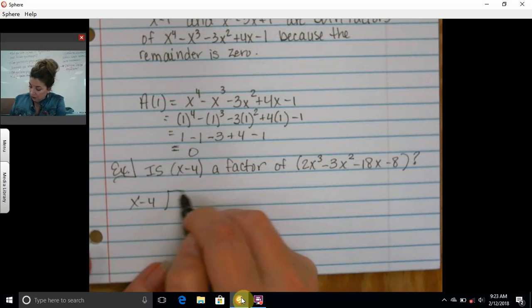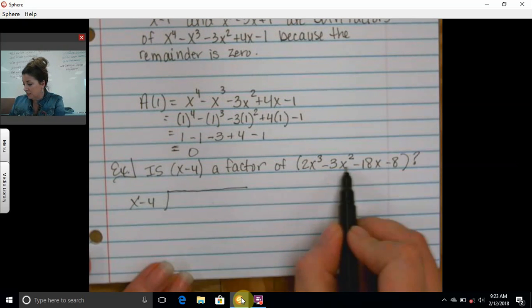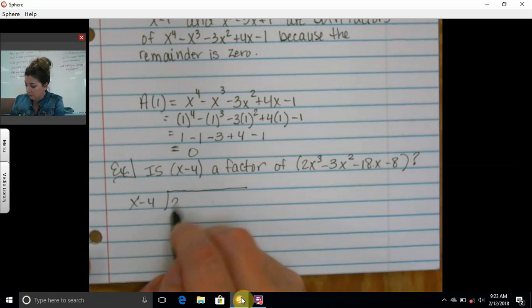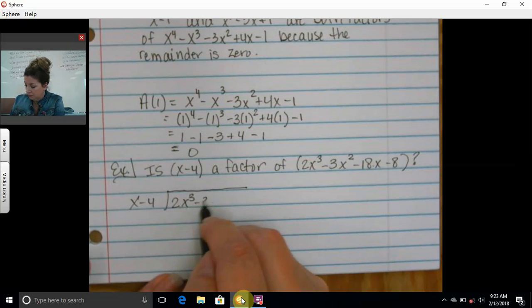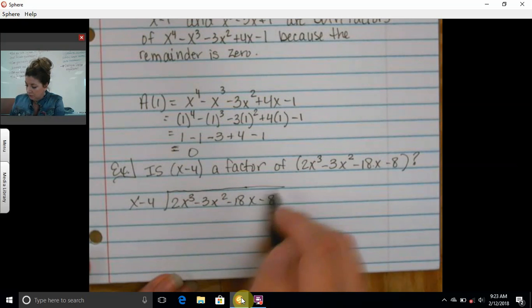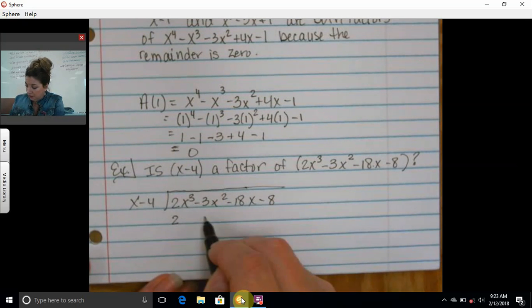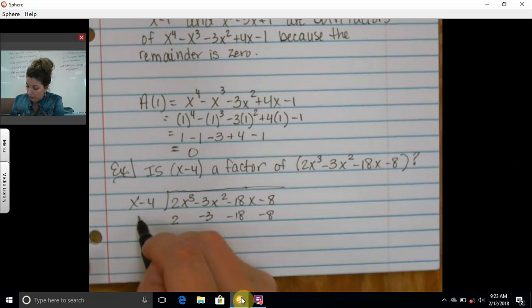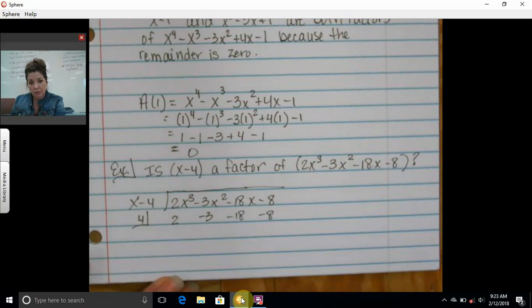I'm also going to use long division. Am I missing any degrees? 3, 2, 1, 0. I'm not. So bring down a 2, a negative 3, a negative 18, and a negative 8, and put a positive 4 behind a little house.